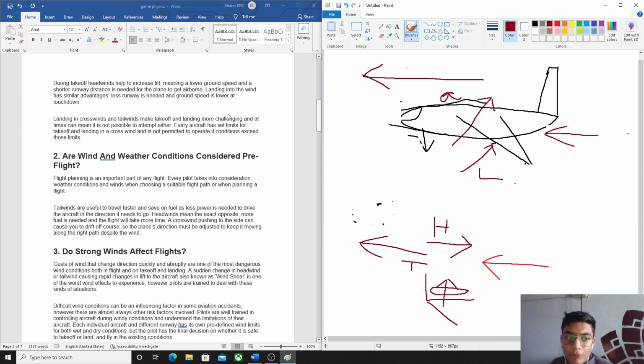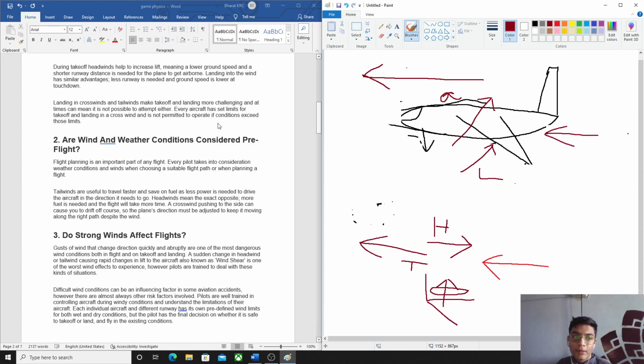Now moving on to the wind and weather conditions which are considered pre-flight. While planning is an important part of any flight, every pilot takes into consideration weather conditions and winds when choosing a suitable flight path or when planning a flight. Tailwinds are usually useful to travel faster and save fuel, as less power is needed to drive.